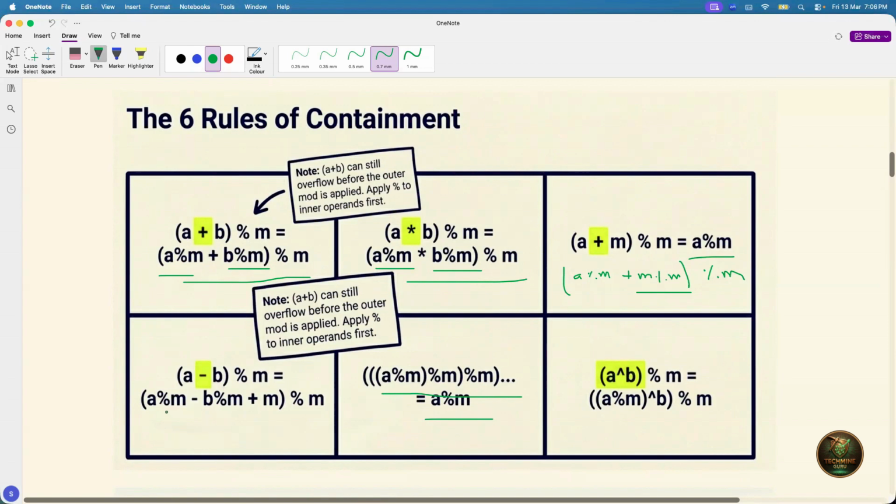Now we will see the subtraction, which is a minus b modulus m. In this case, the result will be a modulus m minus b modulus m plus m and whole modulus m. So why is plus m added? We will see that in a while. Before that, let's understand the last property, which is a to the power b modulus m. This can be expressed as a modulus m to the power b and then modulus of the complete result.